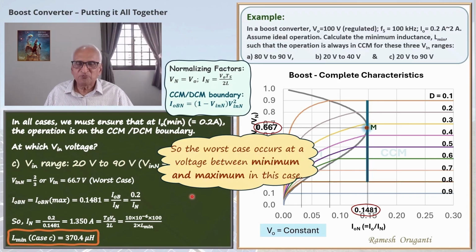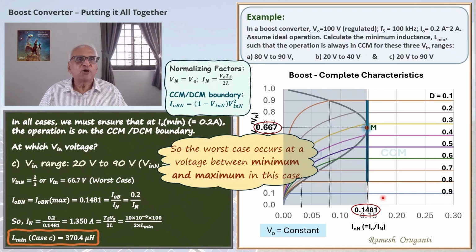If you want to avoid this problem altogether, just avoid operating in this shaded area totally. Just limit yourself to this. You will always be in CCM. So in other words, if you choose 370.4 microhenry, that will cover everything. If you assume that at the minimum current, IOBN equals 0.148, from there you calculate the L and then give some safety margin to account for non-idealities and for component tolerances. The operation will always be in CCM, irrespective of the input voltage variations.